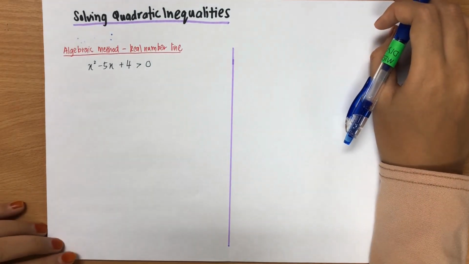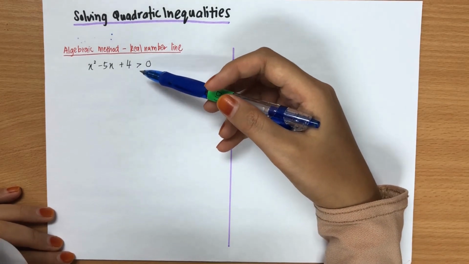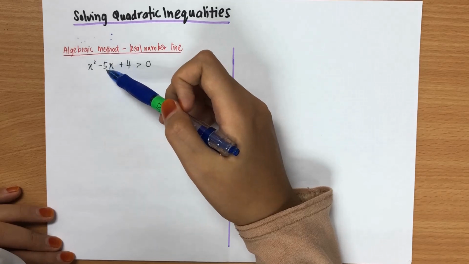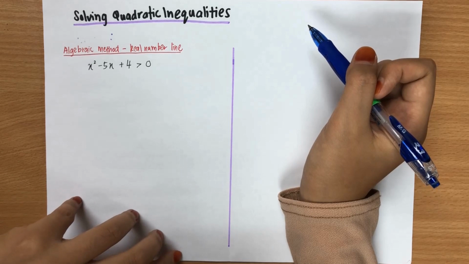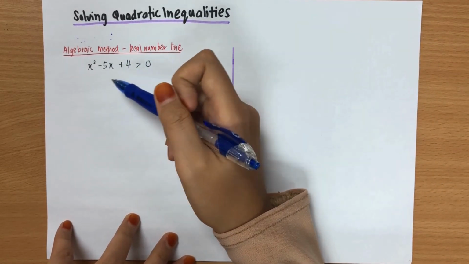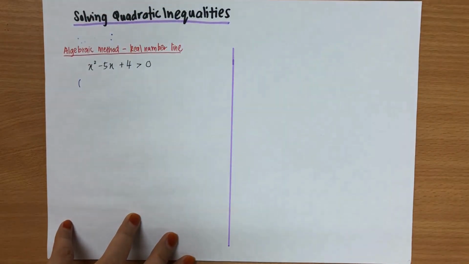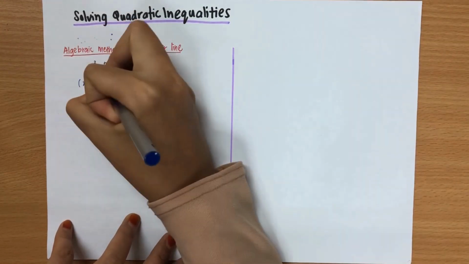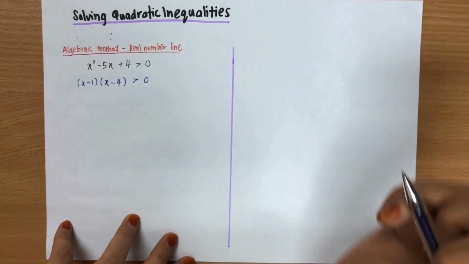Now we are still going to discuss the same question of x squared minus 5x plus 4. Now we are going to look at the third method. So it is an algebraic method, but by using a real number line. Okay, so for this one, after we have looked at the question, we have a quadratic inequality. So try to factorize our question. So we factorize (x minus 1)(x minus 4) is greater than 0.